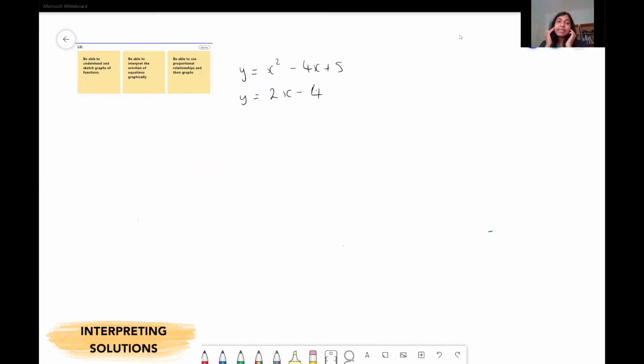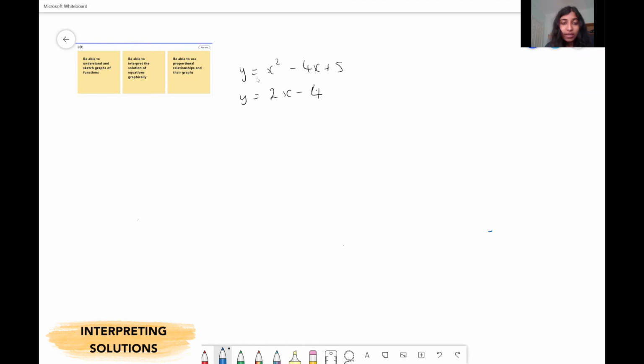So for example, let's say you have these two equations, y equals x squared minus 4x plus 5 and y equals 2x minus 4, and you want to interpret these solutions graphically. What you do is equate the two together as they're both equal to y. Then you'll get 2x minus 4 equal to x squared minus 4x plus 5. Then you would just rearrange this to get it equal to 0. So you would get 0 equals x squared, and if you subtract 2x from both sides, you'd get minus 6x, and if you add 4 to both sides, you get plus 9.